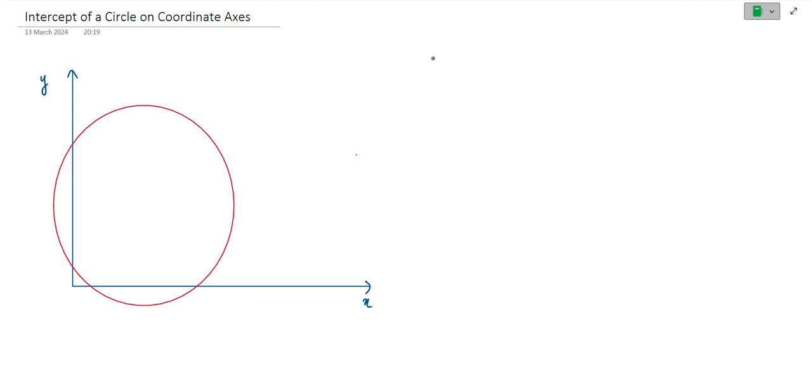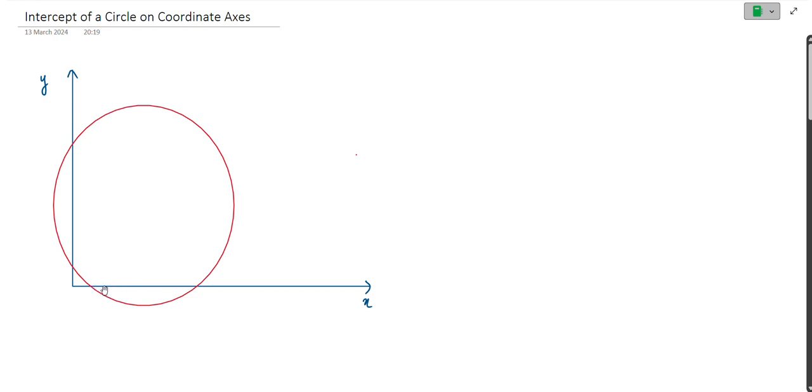So in this video, we are going to understand what is the meaning of intercept made by the circle on coordinate axis, and we will also find the intercept of a circle on coordinate axis. So now in the figure, we can see that a circle is intersecting x-axis and y-axis.